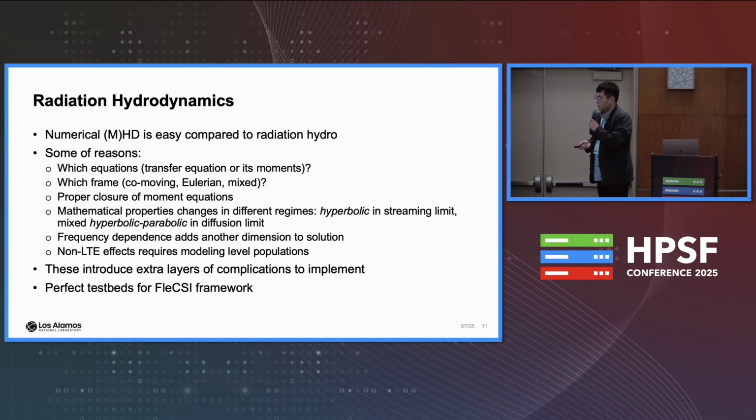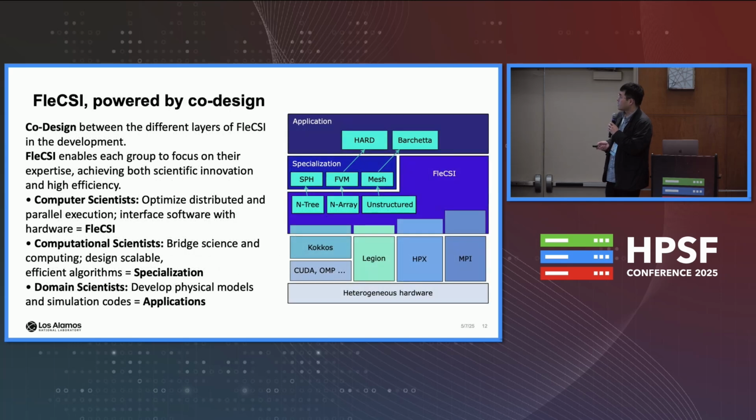So this will be a perfect test bed for the FleXI framework. The basic idea: FleXI, also powered by co-design, introduces this testbed infrastructure and of course supports different backends, including Kokkos. FleXI provides this and also all these unstructured meshes. We build something called the FleXI specialization, and on top of that we can build this type of application. The meaning of co-design is that we want computer scientists, computational scientists, and application problems to build on top of each other.